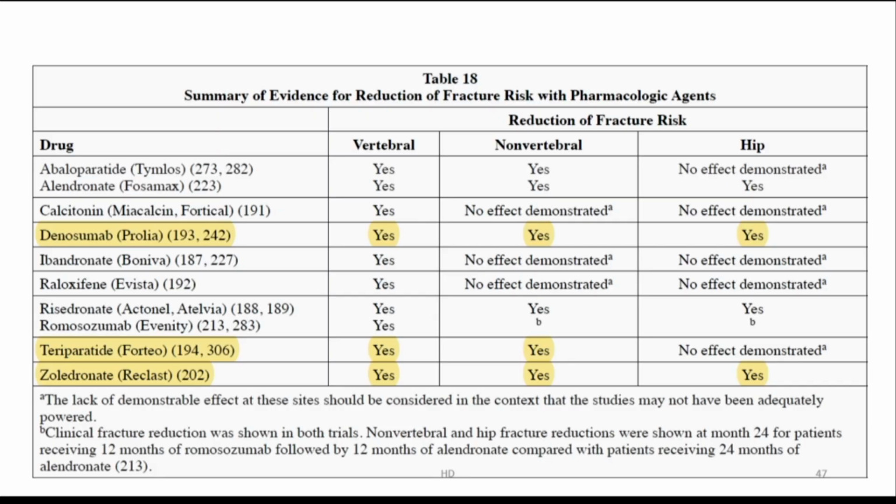Moving on to pharmacotherapy. Pharmacological agents can be divided mainly into two parts, that is anabolic agents and anti-resorptive agents. Anabolic agents are teriparatide, abaloparatide, and romosozumab, whereas anti-resorptive agents comprise bisphosphonates and denosumab. Out of bisphosphonates, we have alendronate, ibandronate, and zoledronate. And out of these three, zoledronate is the most potent bisphosphonate available currently.